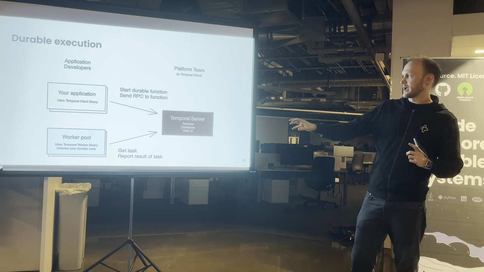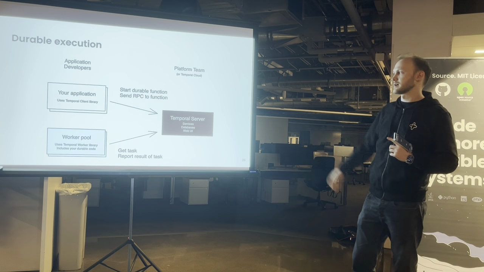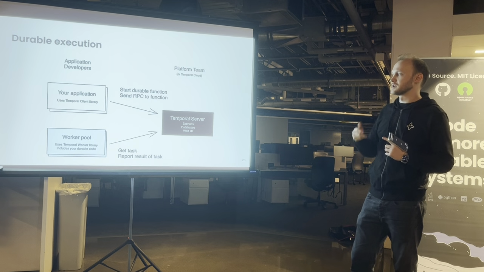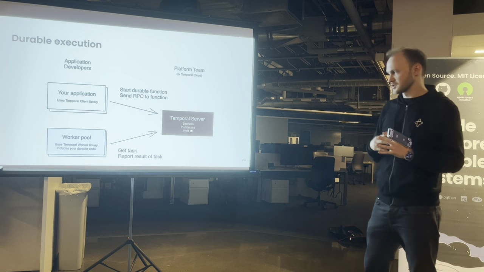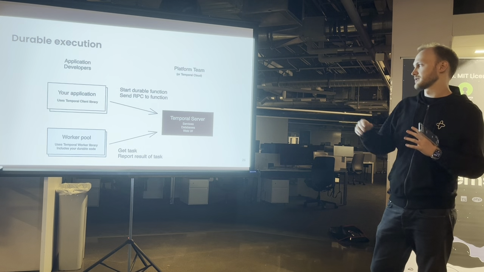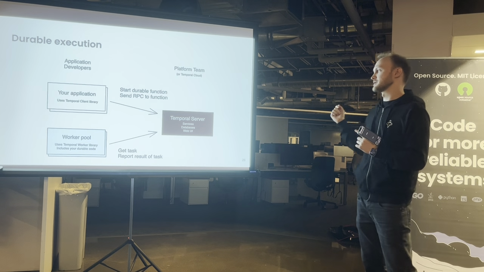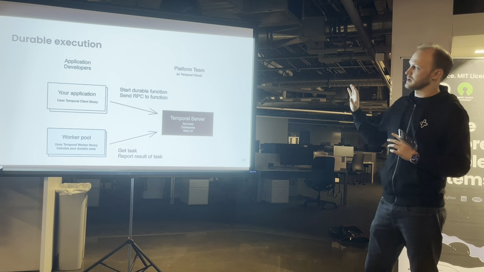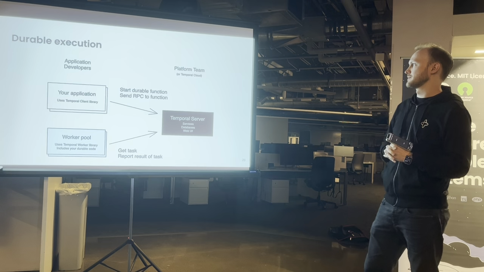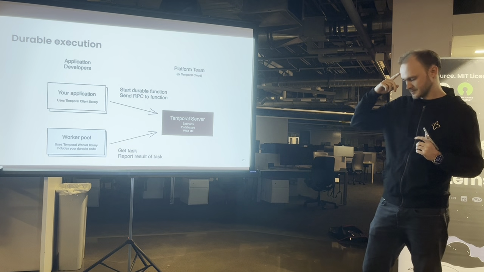So the last thing we have is the worker pool. These are long-running processes that use our worker library. So you import it, you start the worker, and you give the worker your durable code, your durable functions. And what the worker is doing is periodically polling the server, saying, hey, can you get me a task? Any tasks for me?